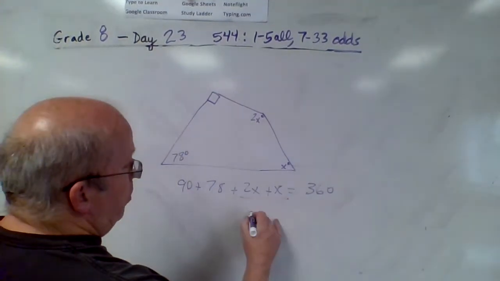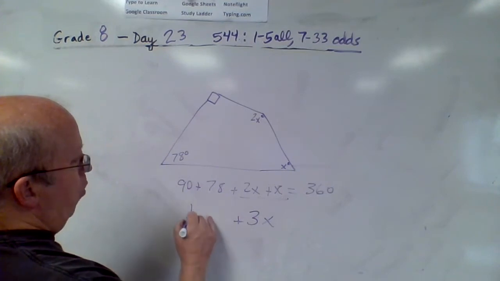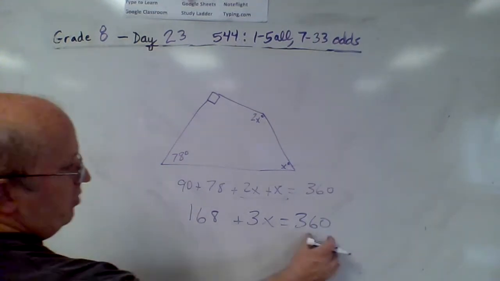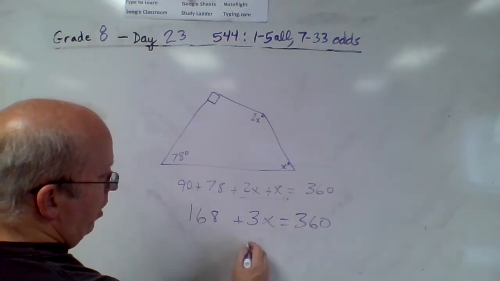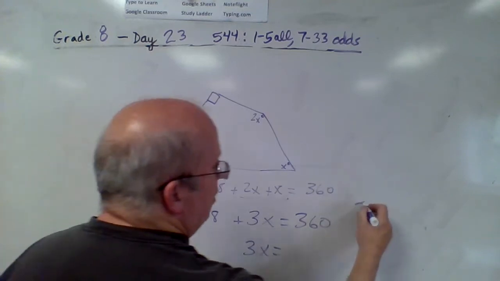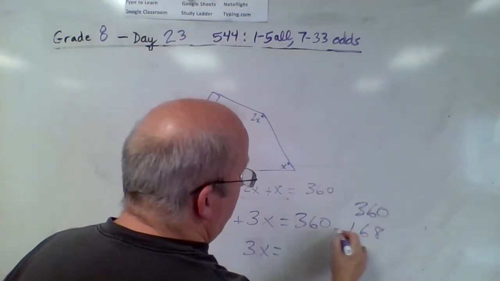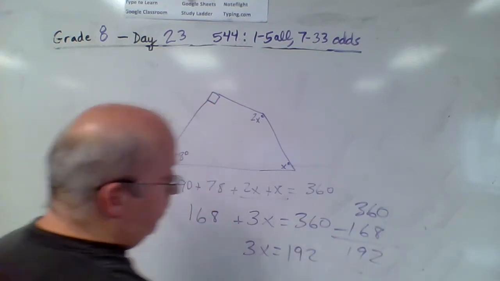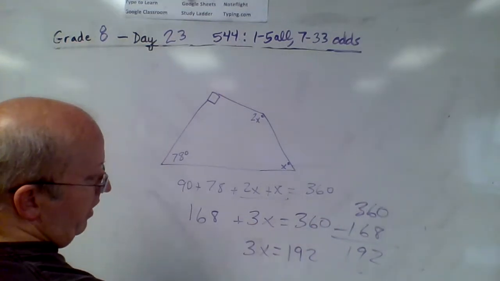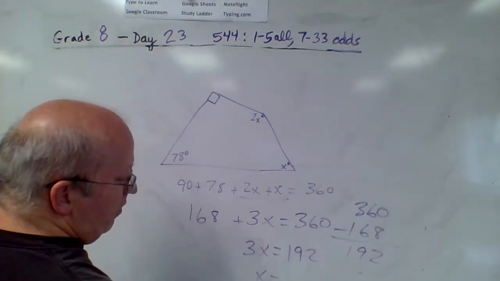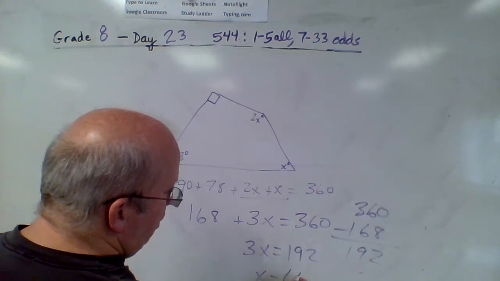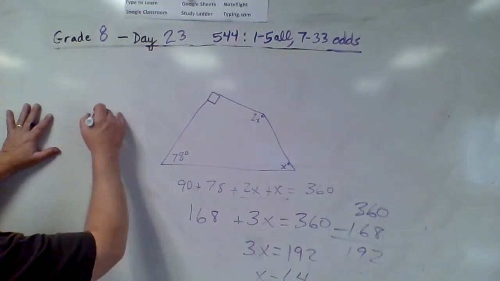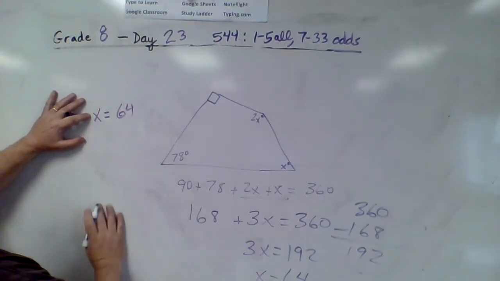So here I get 3x, and here I get 168 equaling 360. I'm going to subtract 168 from both sides of the equation to get 3x by itself here. I don't know what 360 minus 168 is, so I'm going to do that problem. I get 192. I'm then going to divide both sides by 3, and I get an x value of 64. So my first answer is that x is 64.